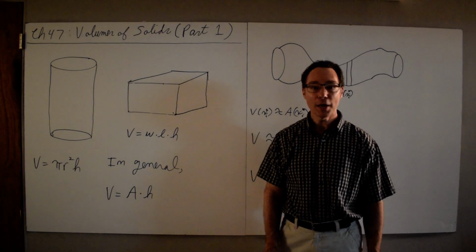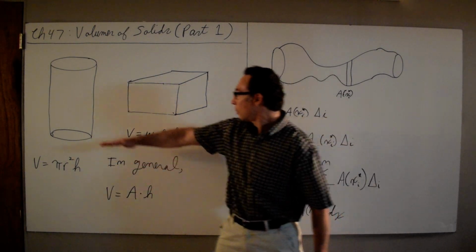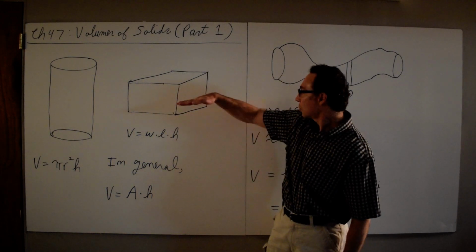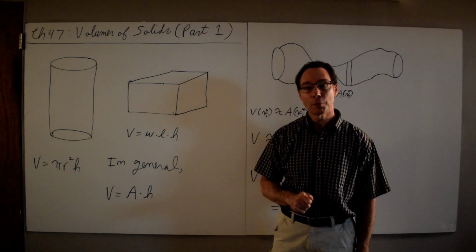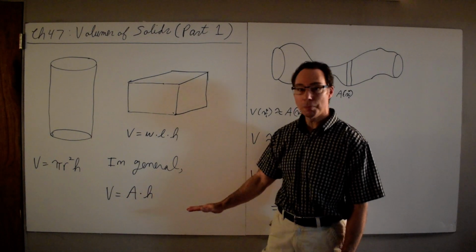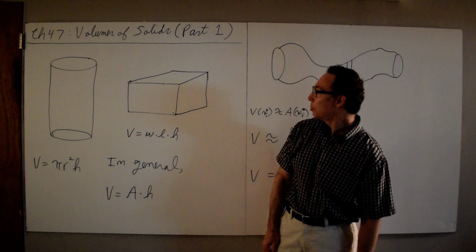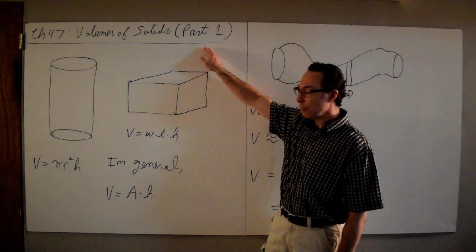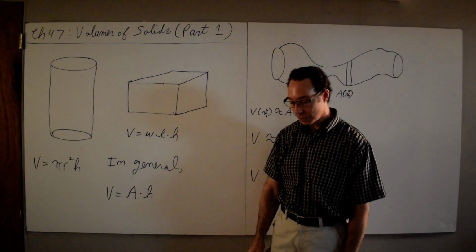What do I mean by nice objects, though? Well, remember what I said: you slice the cylinder here, you see the same circle. You slice this prism, you see the same rectangle. This is what I mean by nice. Now, as you've probably guessed, the solids we're looking at in Chapter 47 are not that nice.